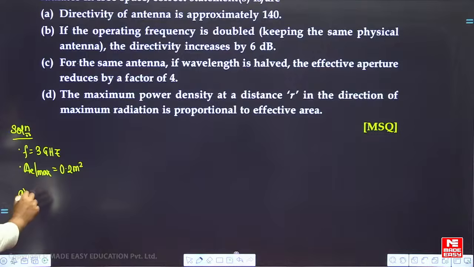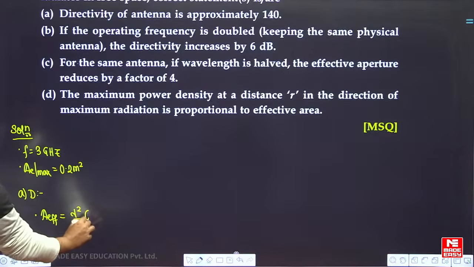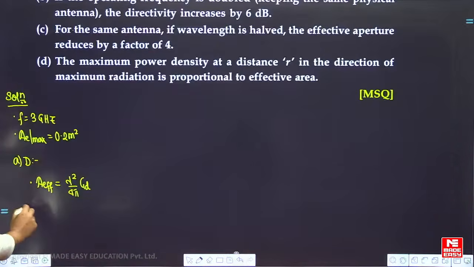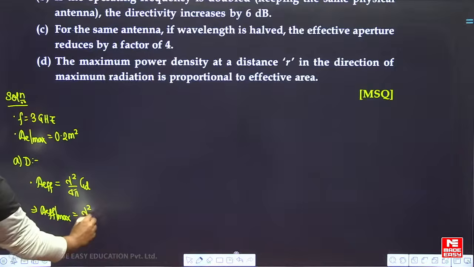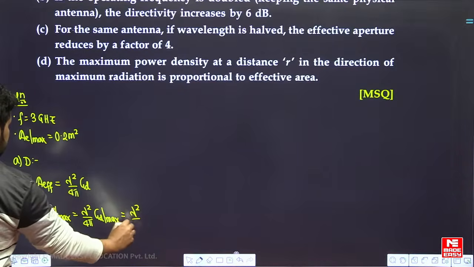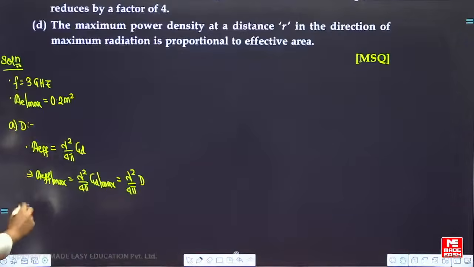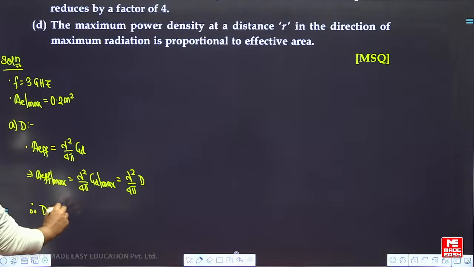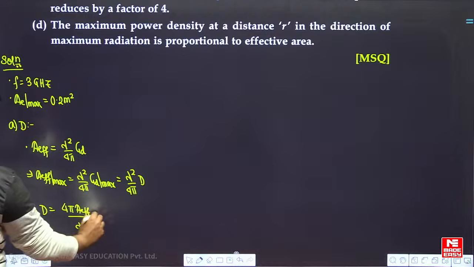Directivity of the antenna. So, first part they are asking the directivity. Now, we know that effective area is equal to lambda square upon 4 pi into GD, right. So, what is the effective area max? Effective area max will become lambda square upon 4 pi into GD max. What is GD max? This is nothing but your directivity. So, lambda square upon 4 pi into directivity, right. So, D will become 4 pi into effective area upon lambda square.